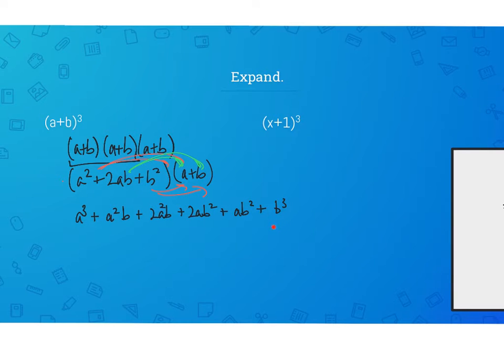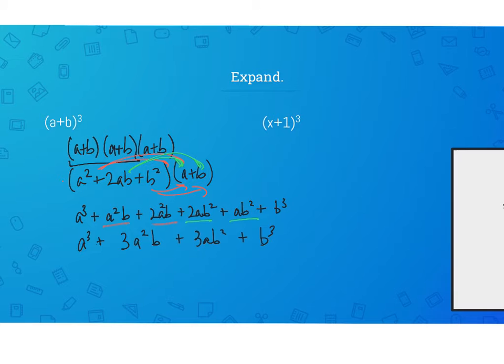Now I'm going to collect like terms. So a squared b with 2a squared b, and then 2ab squared with ab squared. So I'm going to collect like terms and summarize that. So then my final answer would be a cubed plus 3a squared b plus 3ab squared plus b cubed. Have you noticed a pattern at all?